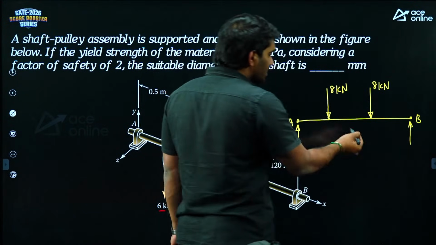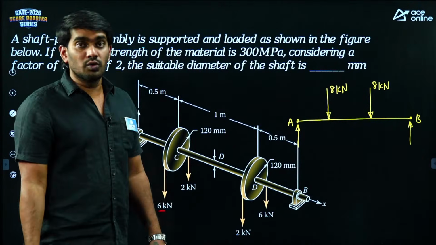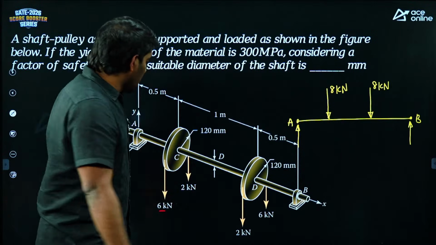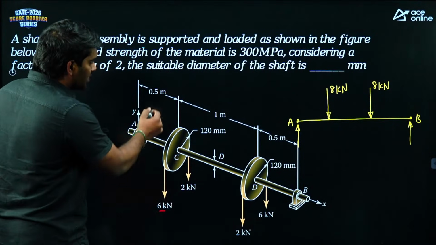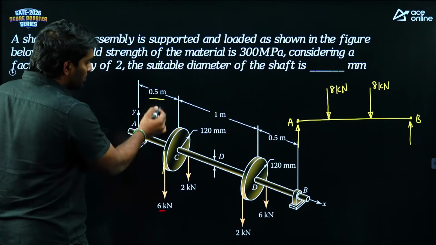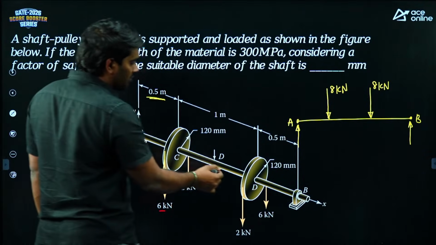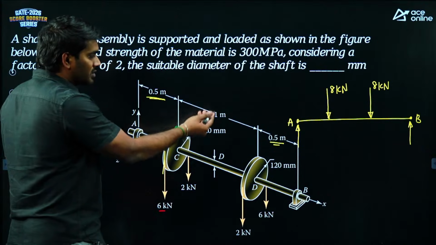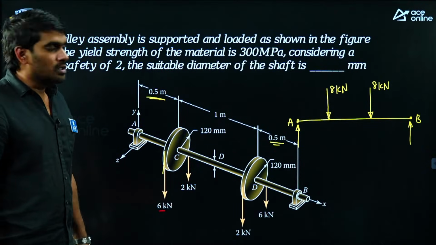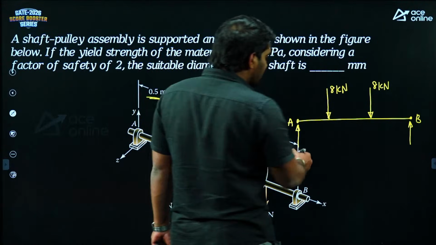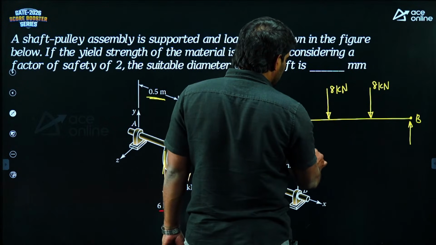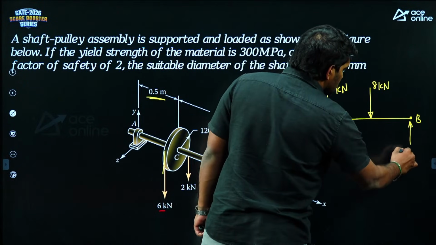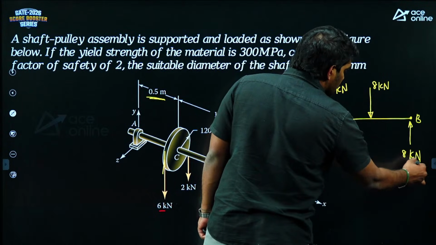Okay, and here this is a simply supported beam which is subjected to load in this way. And here you can notice that it is almost symmetric. So from the left side pulley to the left side support it is 0.5, from the right side pulley to the right side support it is 0.5, and the distance between these two is 1 meter. And here if I need to identify the reactions, this is 8 kilonewtons and this is also 8 kilonewtons due to symmetry.